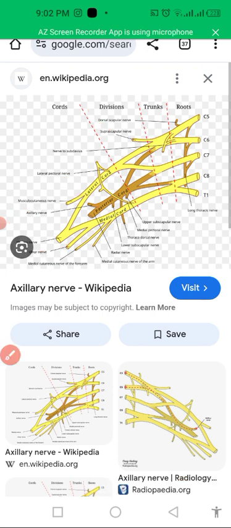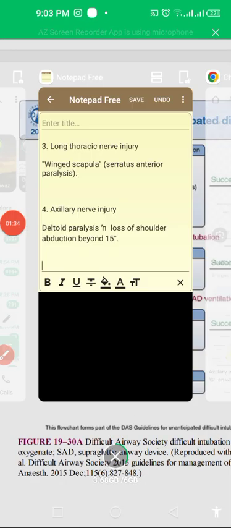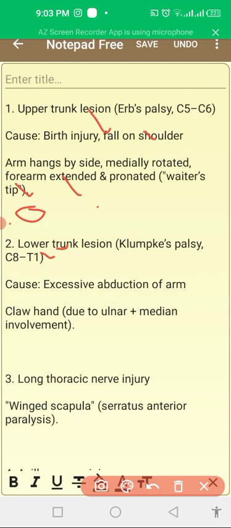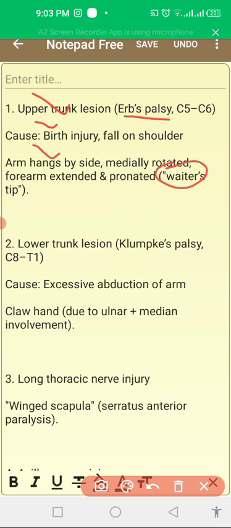So you have to keep in mind the anatomy of the brachial plexus, and some clinically important points related to the brachial plexus are: upper trunk lesion results in Erb's palsy, that is C5 to C6 paralysis, and that is a birth injury or fall on the shoulder injury, arms hang by the side, and it is known as waiter's tip. While lower trunk lesion results in Klumpke's palsy, excessive abduction of arm or claw hand, which is due to ulnar and median nerve involvement.